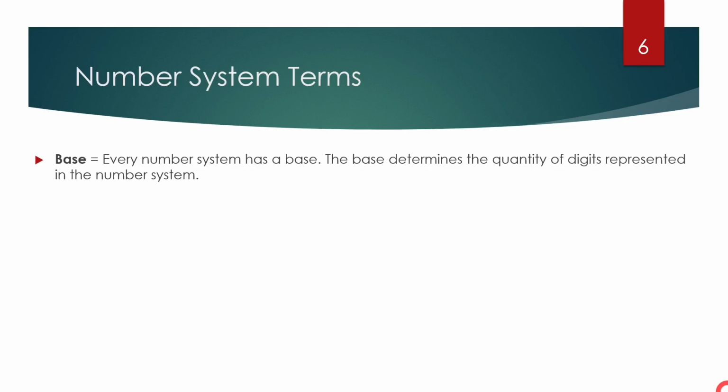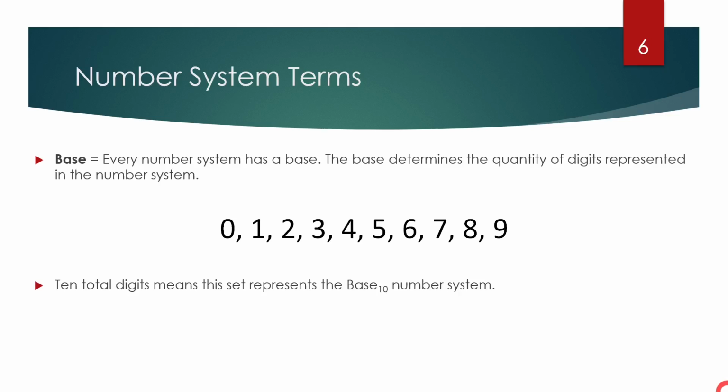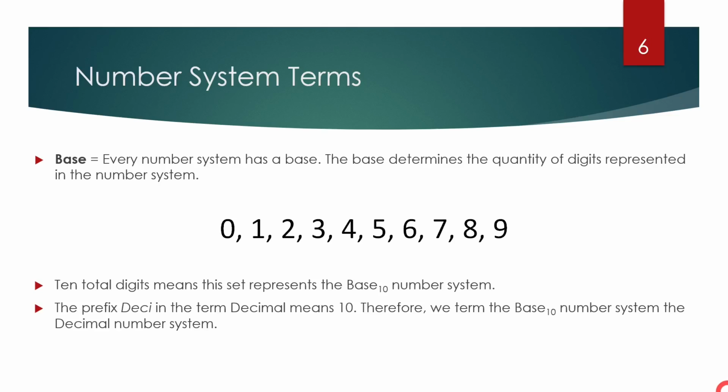The base of a number system: every number system has a base. The base determines the quantity or number of digits that are represented within that system. So if we have 10 total digits, 0 through 9, we're dealing with the decimal number system. The 10 total digits represents, in the decimal number system, base 10. The term deci does mean 10, so that's why we use the term decimal to represent the base 10 number system.